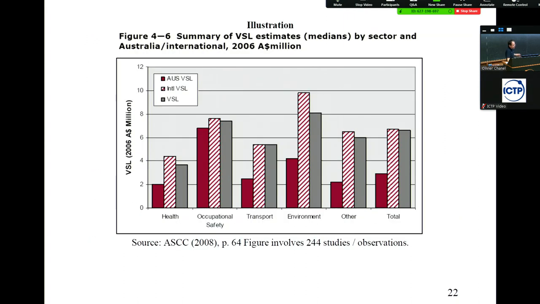So we can see, just focus on the gray bar here. This is an Australian study that compared different values of a prevented fatality or value of statistical life here on the y-axis.